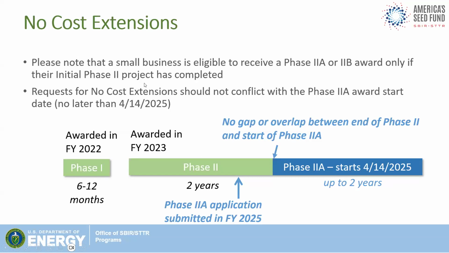You do need to have completed your Phase 2 award at the time that your Phase 2A starts. So take a look at how your progress is going. Of course, no cost extensions are allowed, but you should not have a no cost extension that will take your period of performance later than April 14th of 2025. You cannot move the start date of a Phase 2A award. Make sure you have completed your Phase 2 award by April 14th.